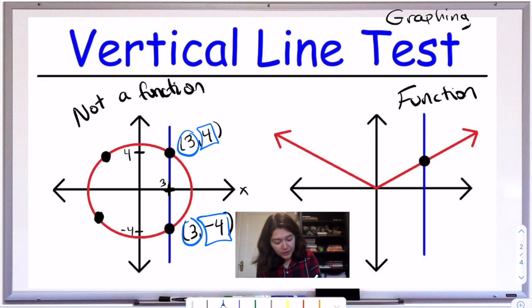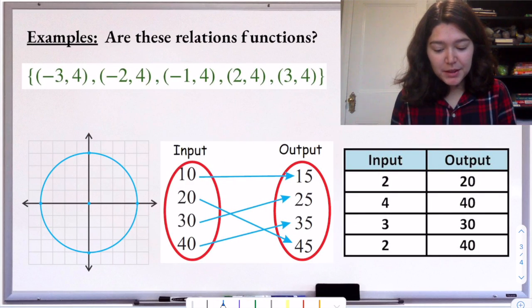But over here in this function situation, we'll just make this point 3, 4. For the input of 3, there is only one point along that vertical line, so there's only one y value. Right, so that one is a function. Okay, using that, let's just look at some examples.